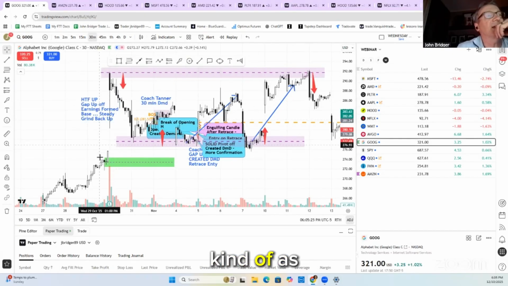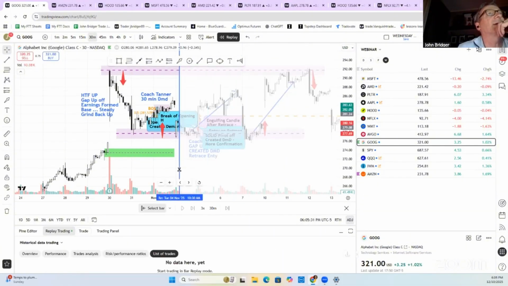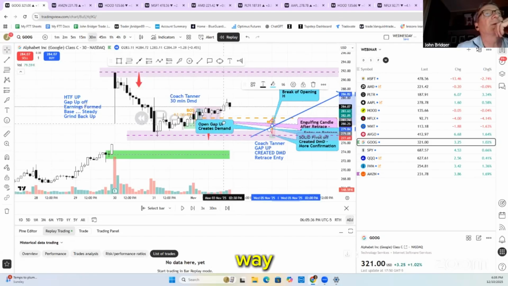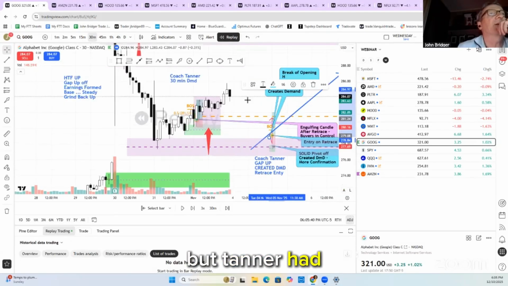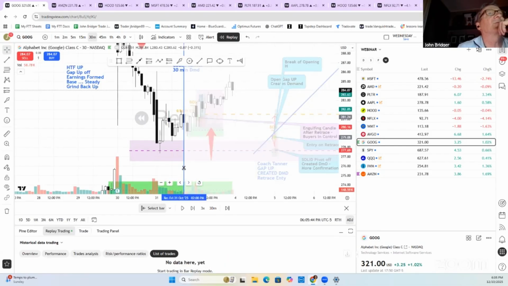So again, as context, I'm going to do a replay so we get some of that noise out of there. This is another trade. Tanner had noted before market open, let me do that too, so we can get a sense of before market open.